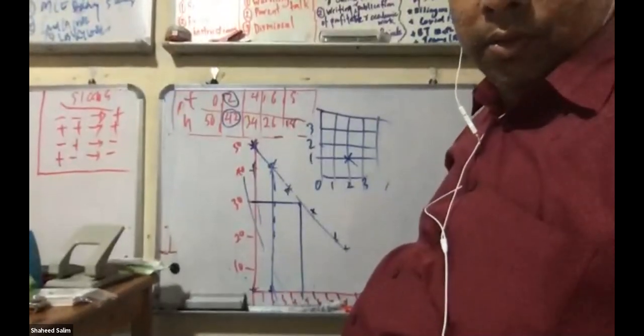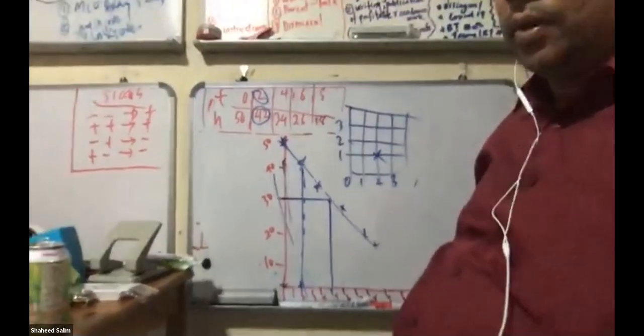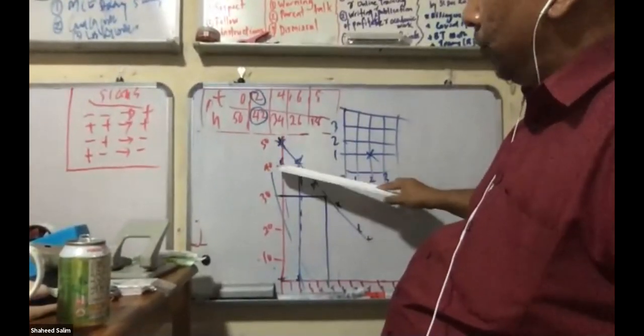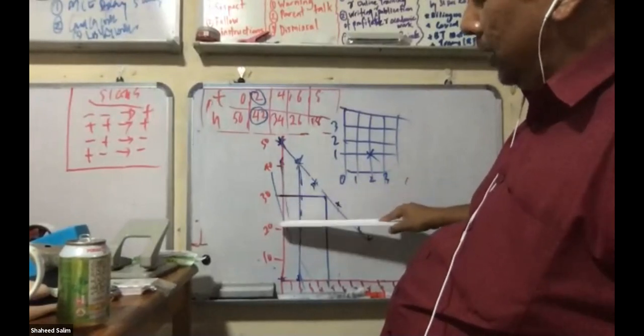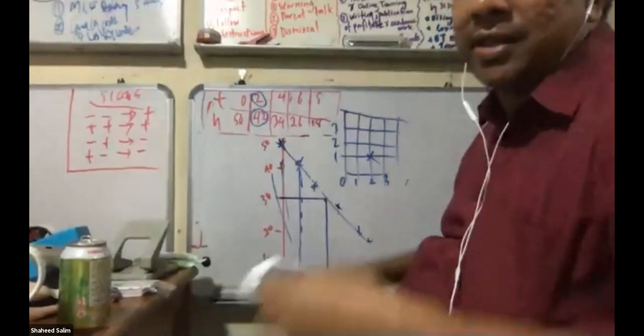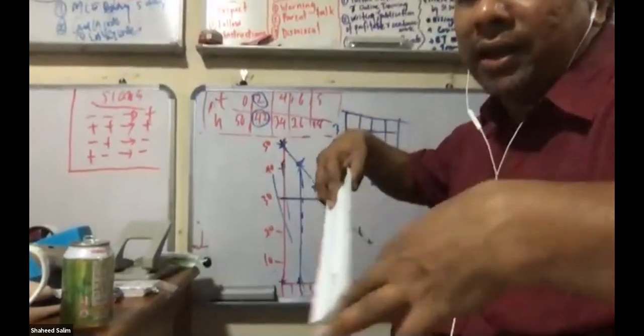You know what I'm talking about? Don't know. Okay. This is the height of the water: 50, 40, 30, 20, 10, 0. Completely drained means they want to get rid of all the water inside it.